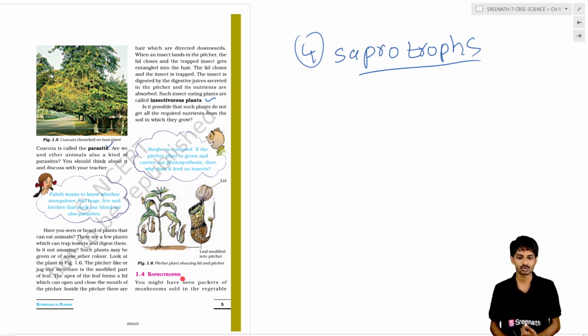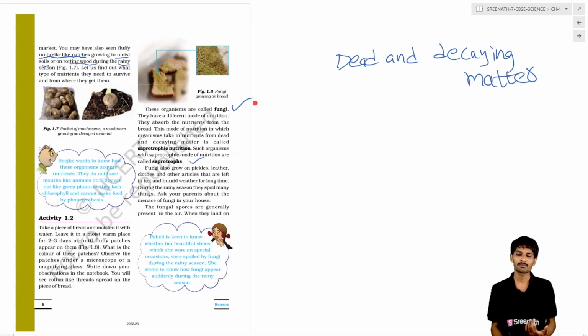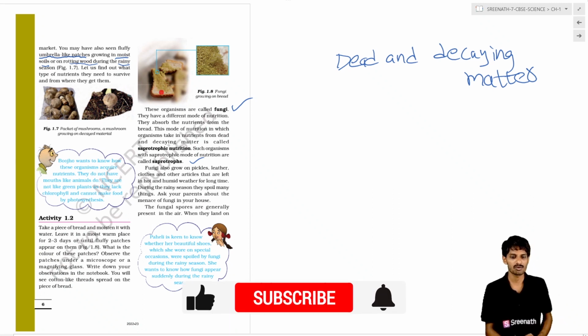Next topic is saprotrophs. What are saprotrophs? Saprotrophs means the organisms which absorb nutrients from dead and decaying matter. Basically, these organisms grow on dead and decaying matter, and they absorb the organic matter from it. Examples are mushrooms, which grow in moist areas, and fungi, which we observe on breads.